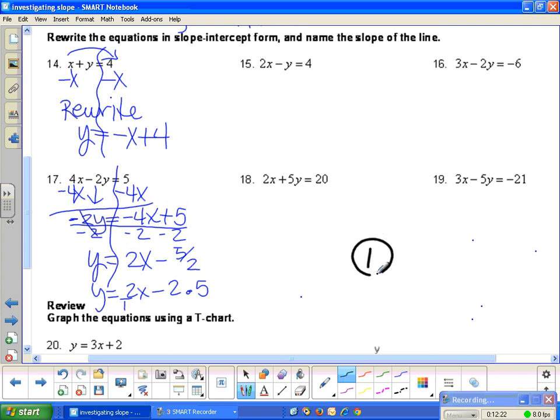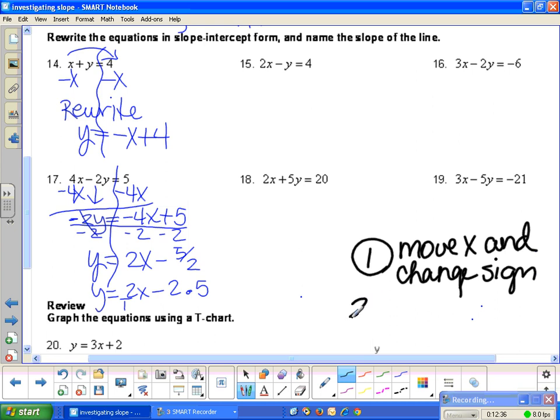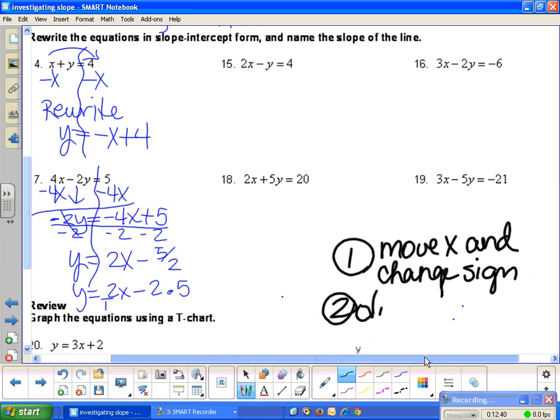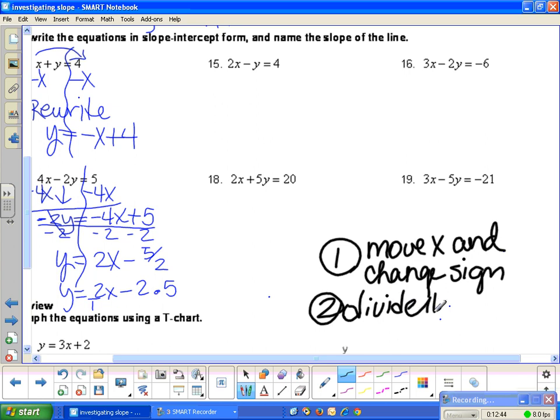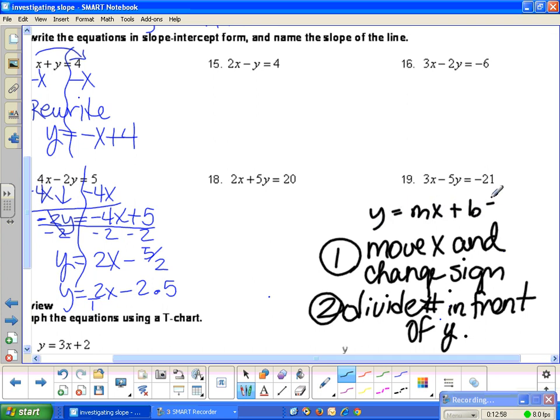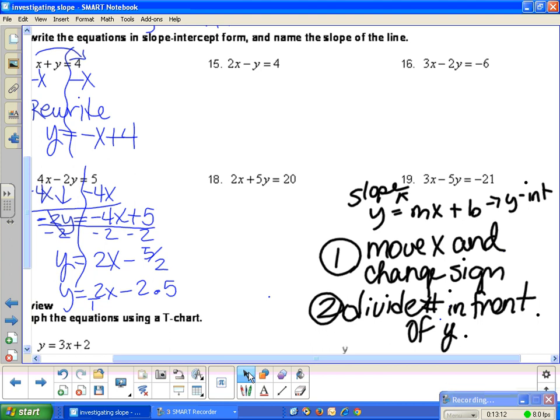So over here on the side, I want you to write number 1. Move x and change sign. Number 2, divide the number in front of y. Then, when we have it in y equals form, we can say this is our y-intercept, this is our slope. And those are what we need to make sure we have so that we can complete our graph.